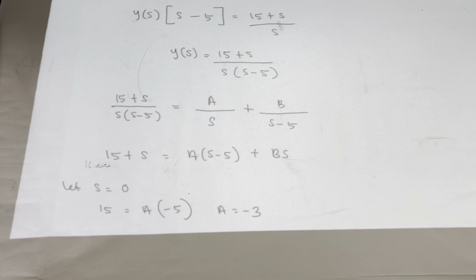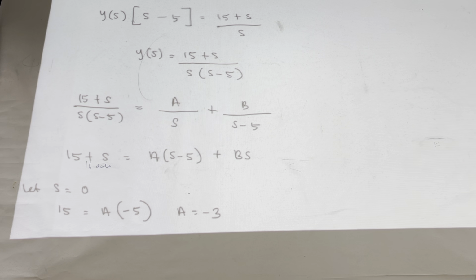Betul ke ni? Dah record video kan? Betul kan? Saya check balik. 15 plus s minus 5 plus Bs. So s is 0, 15 equal to minus 5A. A equal to 15 divided by minus 5, minus 3 kan? Okay, so solution tak apa. Tak apalah, kita sambung, kita teruskan ha?